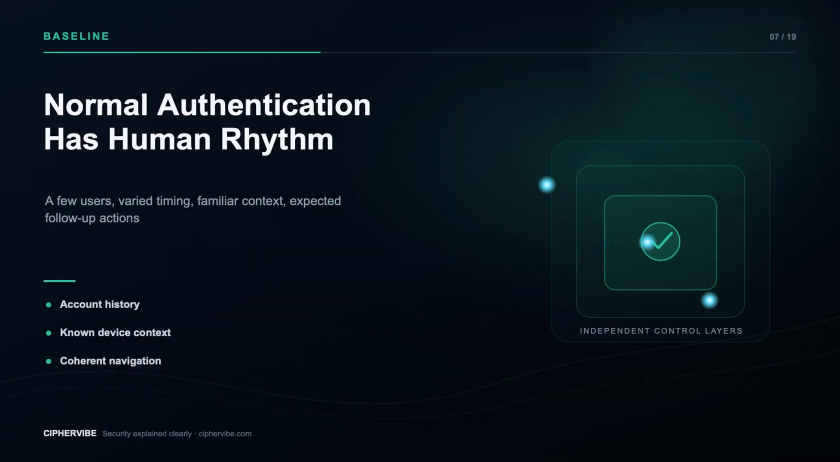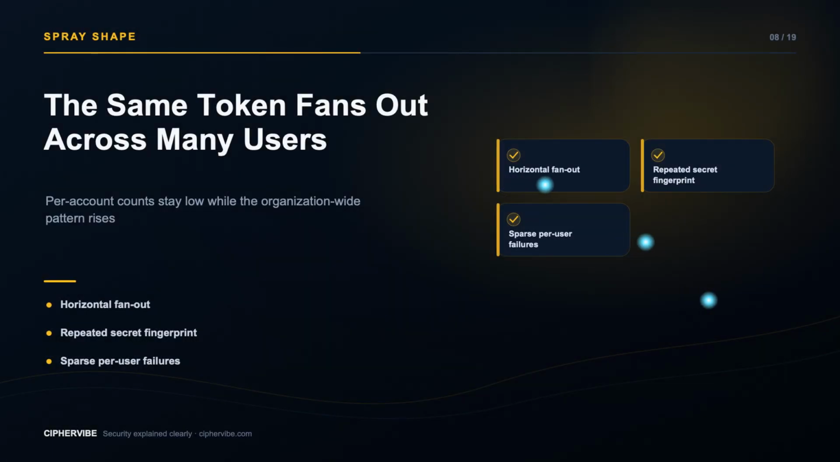The baseline shows normal authentication. A few users arrive at varied times from familiar contexts and continue into expected activity. No single signal proves legitimacy, but the combination creates a coherent history for comparison with the two synthetic campaigns. In the spray lane, the same abstract password fingerprint appears across many usernames. Each user receives only one attempt in this window, so a detector focused only on repeated failures per account may remain quiet. Organization-wide correlation exposes the shared secret pattern and synchronized cadence.